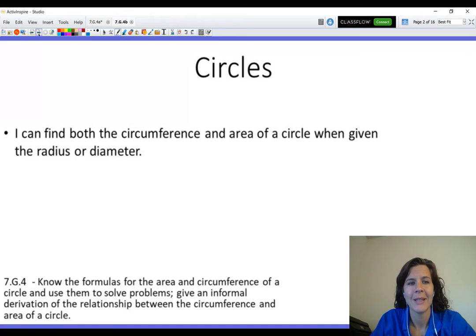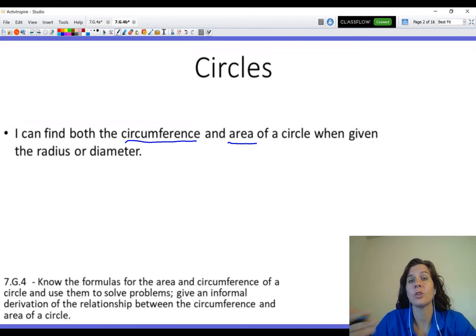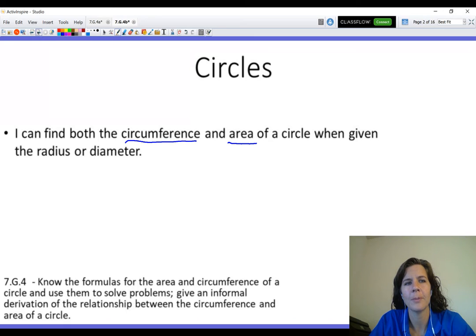This is the second video in a two-part series on circles. By the end of this video, you'll be able to find the area of a circle when you're given the radius or the diameter. In the first video, you found the circumference. So if you're still struggling with circumference, you may want to go back and rewatch the first video. The standard that goes with these videos is 7.G.4.